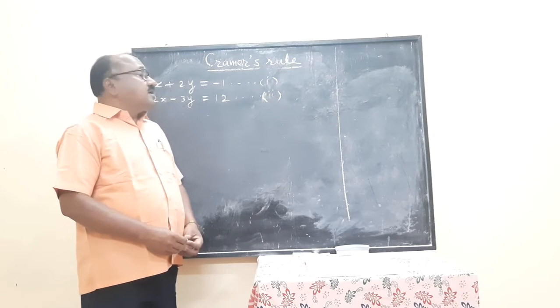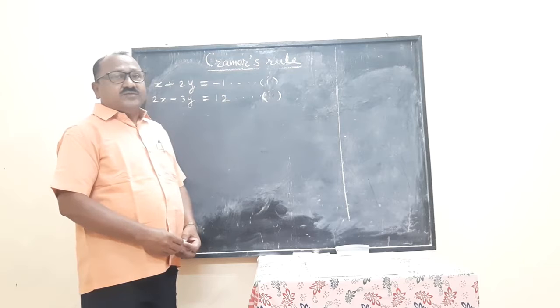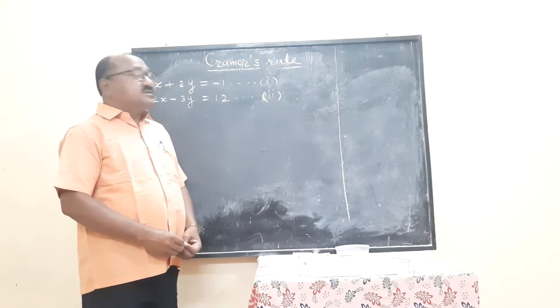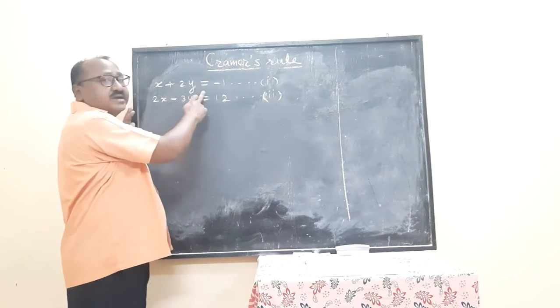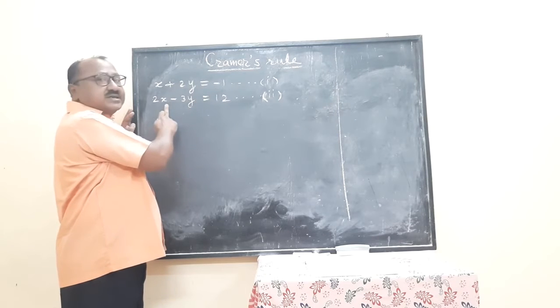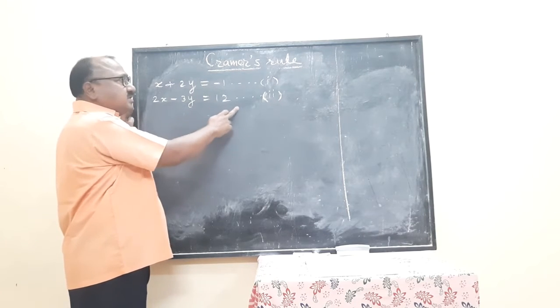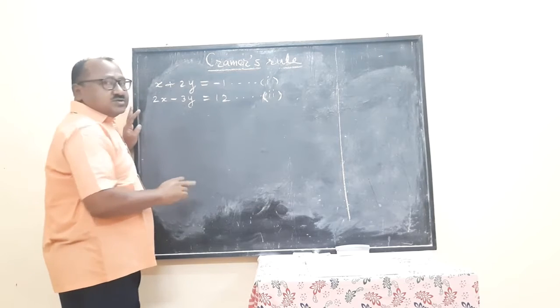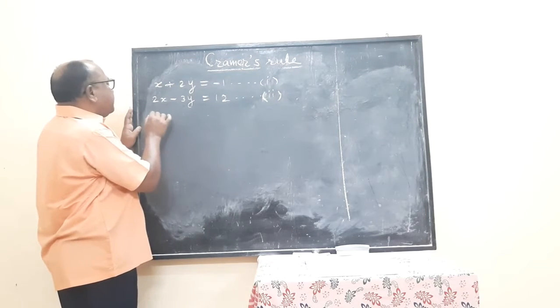Useful. Now I have written here two equations. x + 2y = -1, and 2x - 3y = 12. This is the second equation. So first of all, we have to calculate the value of D.